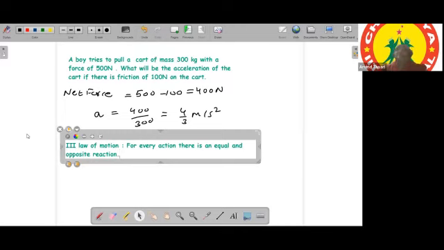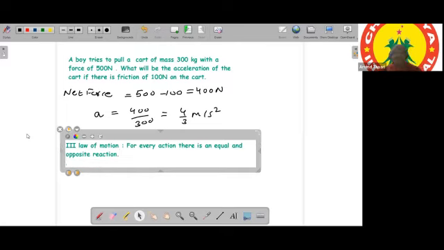Okay. A very simple answer to this question is that action and reaction act on two different objects. So the action force and the reaction force act on two different objects. So that is why you have the third law of motion, that is, action is equal and opposite to the reaction. Got it?